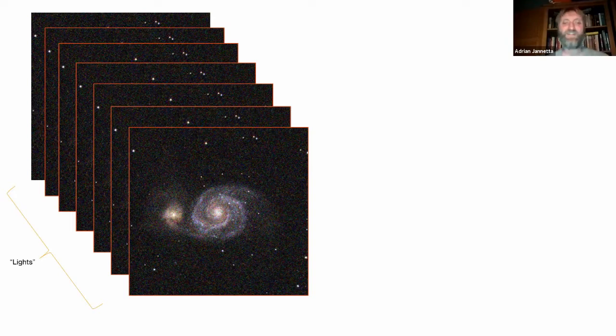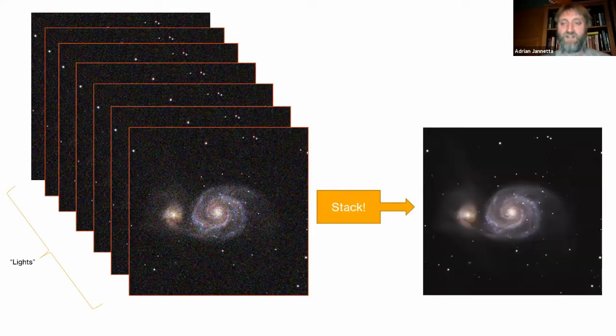So this is a noisy image of a galaxy, and there are several of them, and they look not great, okay? So you average them together, you combine them, and you get one super image of the galaxy. That's the idea of what you do. By combining these images, the graininess of the background is smoothed out, and you get a nicer picture, a higher signal to noise ratio.